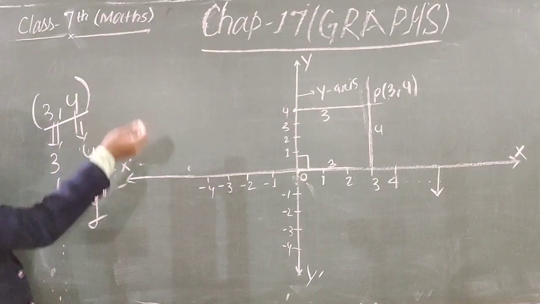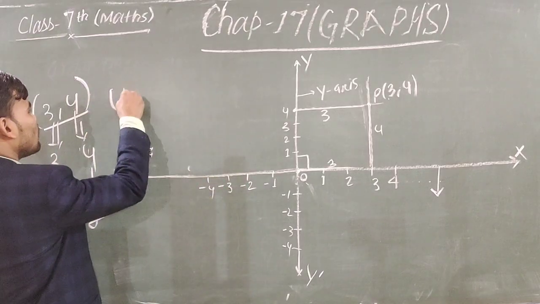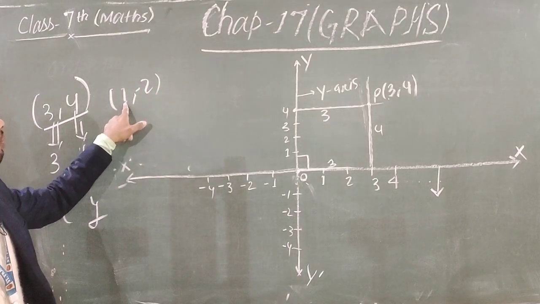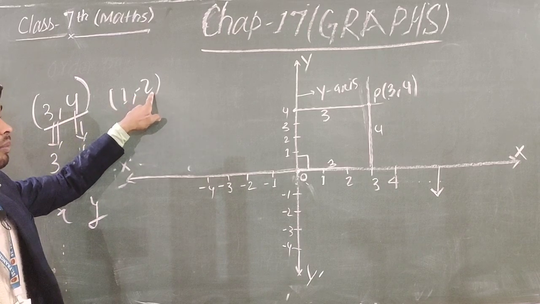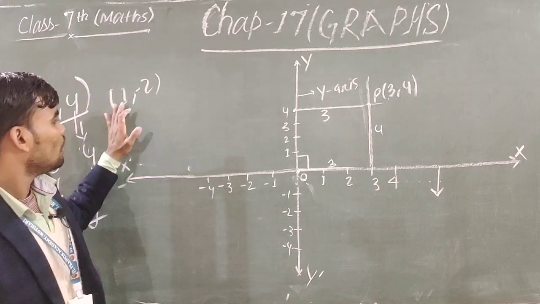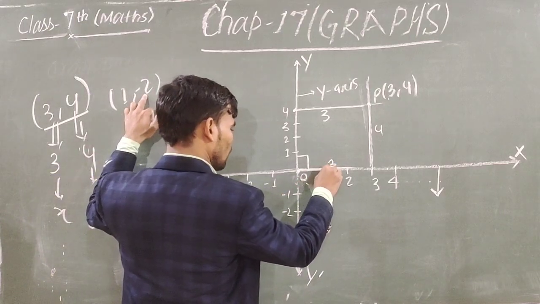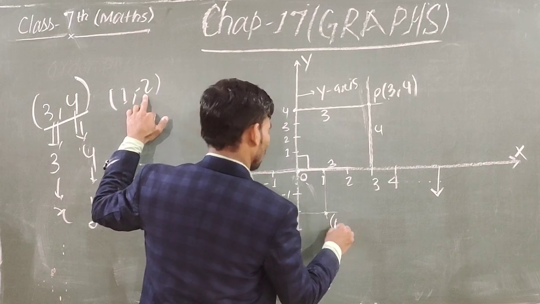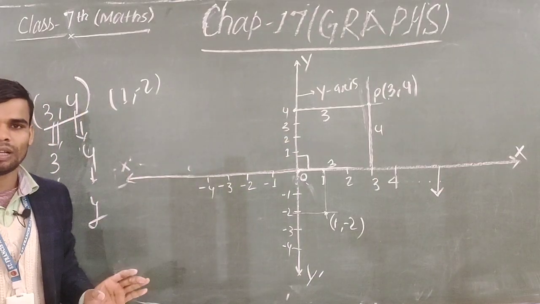After that, suppose you have to represent 1 comma minus 2 in the Cartesian plane. So you see the x coordinate is plus and the y coordinate is minus. Plus x and minus y will go in the fourth quadrant. So in the fourth quadrant, instead of x you take 1 and instead of y you take minus 2. So this point will represent 1 comma minus 2. This is how we will represent a point in the Cartesian plane.